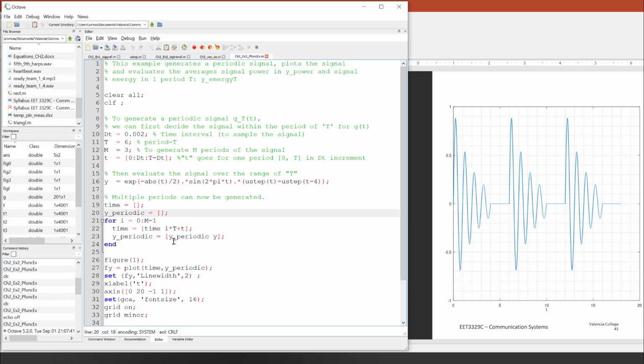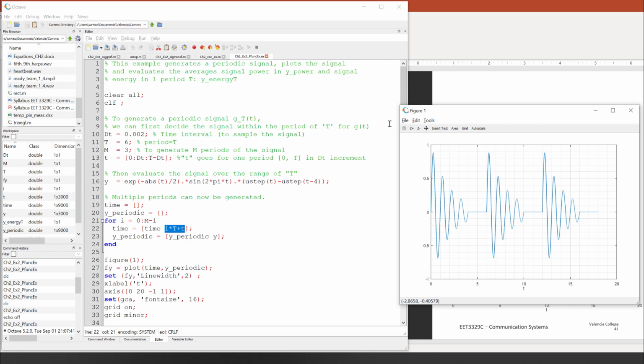And every time you do that, we take y periodic and we append y to it. That's what these things are doing, right? You take whatever the prior vector was and you append the other one to it. It's a very clever way of doing it. And this is how you create the periodic signal. And there we go. There's your periodic signal and how we create it.